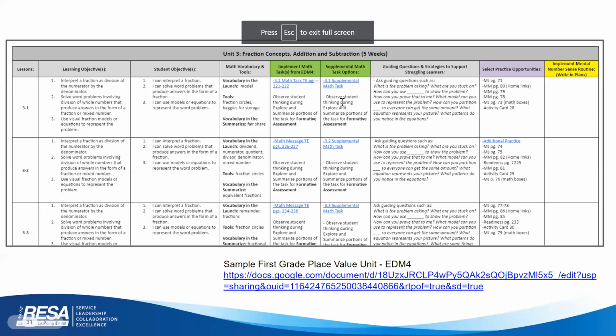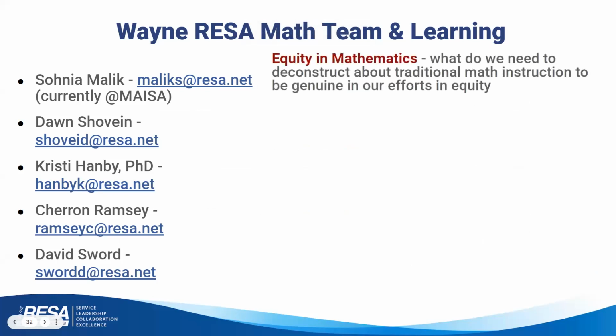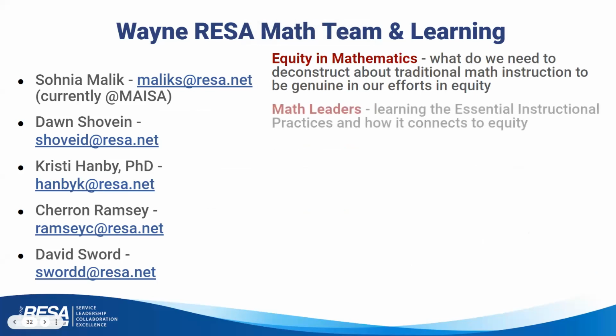Okay, I am going to wrap this up just by giving our contact information. David Sword, who you didn't see listed earlier, is our 9-12 consultant. We do a number of things related to professional learning and mathematics equity, thinking about what do we need to deconstruct about our traditional math instruction in order to be really genuine in our efforts in equity.